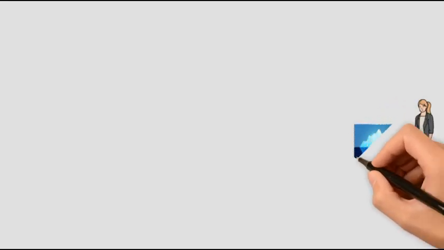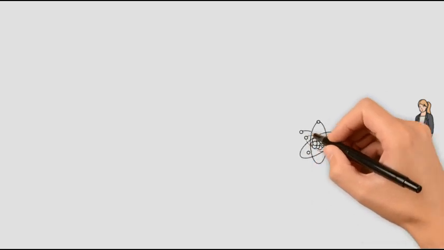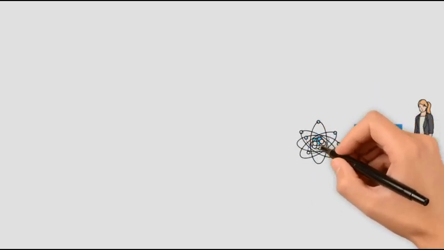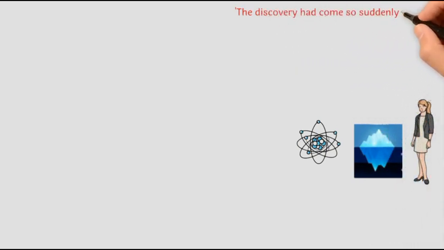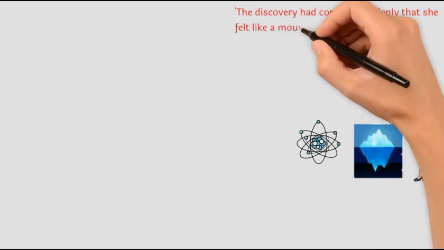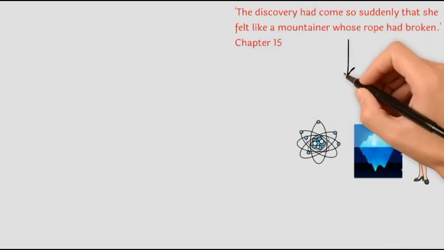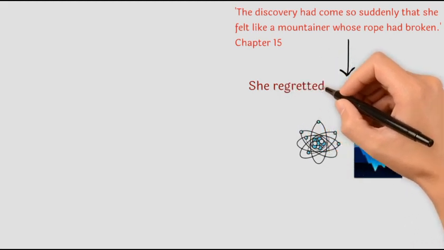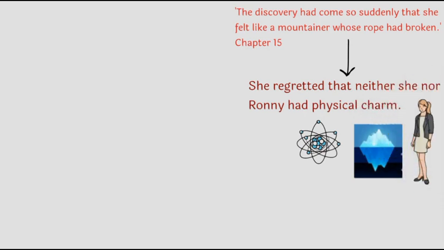The theory of Freud can be related when Adela thinks consciously, which is the tip of the iceberg. But because of the caves, she goes into the depth of her mind, which is unconsciousness. Her condition is described in chapter 15 as: "The discovery had come so suddenly that she felt like a mountaineer whose rope had broken." Then she comes towards self-realization. She regretted that neither she nor Ronnie had physical charm. She realizes the actualness of her and Ronnie's relationship.